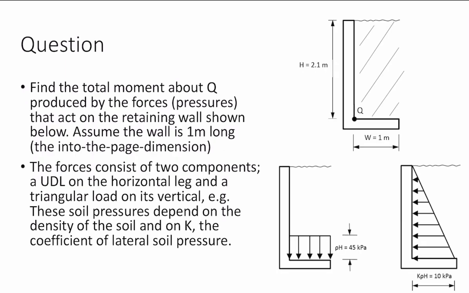Let's look at the questions we're going to solve today. Find the total moment about Q produced by the forces, pressures that act on the retaining wall shown below. Assume the wall is 1 meter long into the page dimension. The forces consist of two components, a UDL, which stands for Uniform Distributed Load, on the horizontal leg, and a triangular load on its vertical.